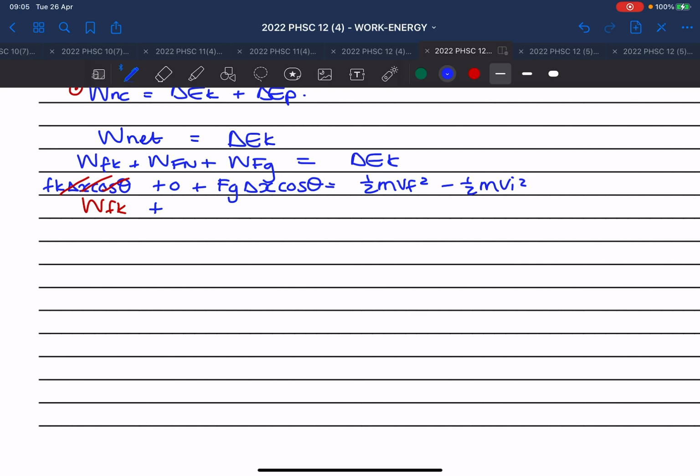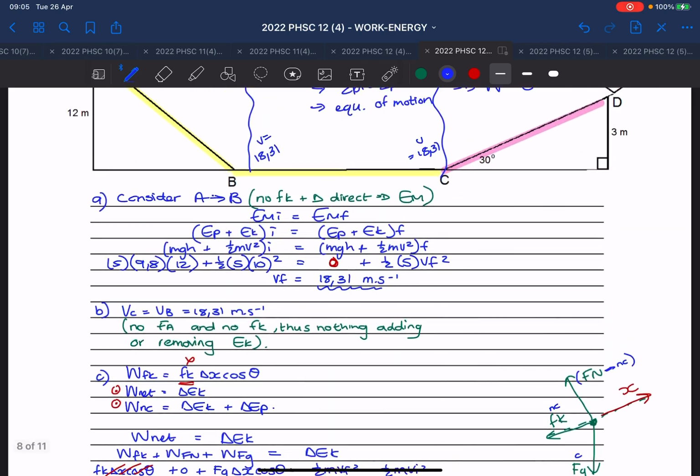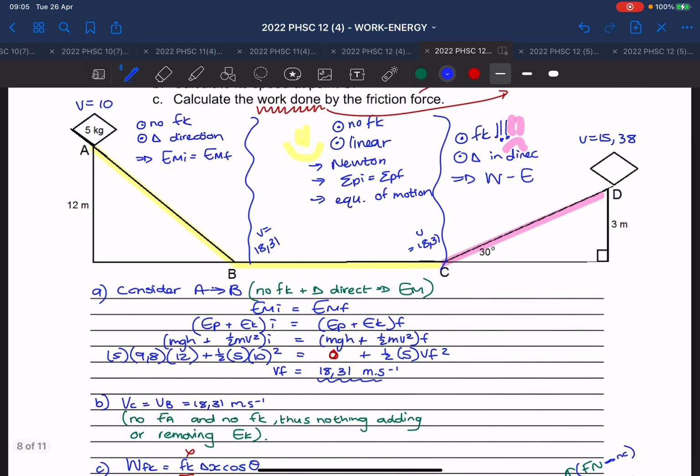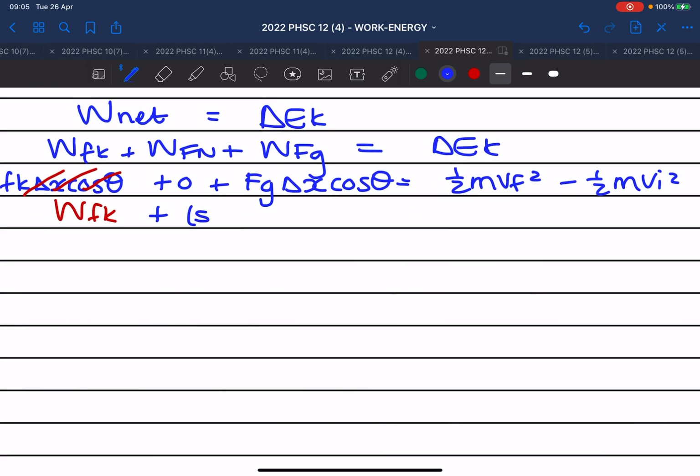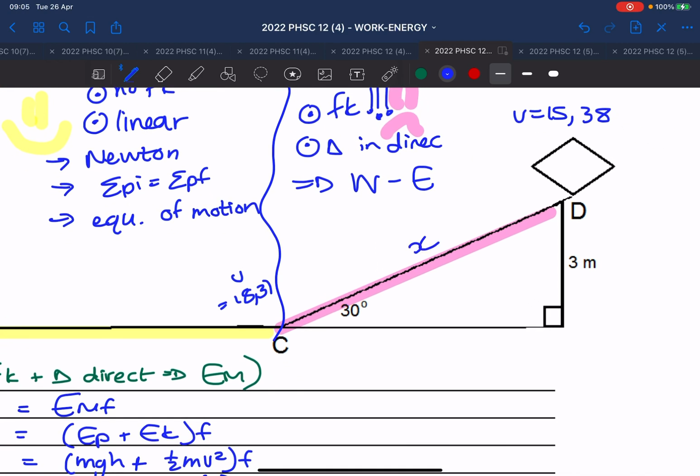Okay, gravitational force. Let's quickly look at it there. That tells the mass is 5 kilograms, right? So that will be 5 times 9.8. Then we want delta x. Okay, I'm going to go up to the drawing again. Delta x is this distance there. We don't have that distance, but we do have 30 degrees and we do have 3. So how are we going to get x?